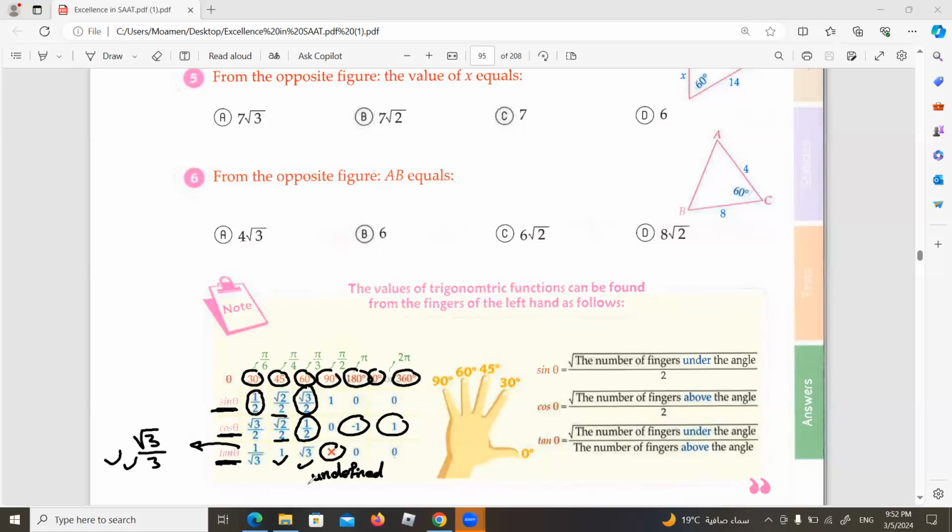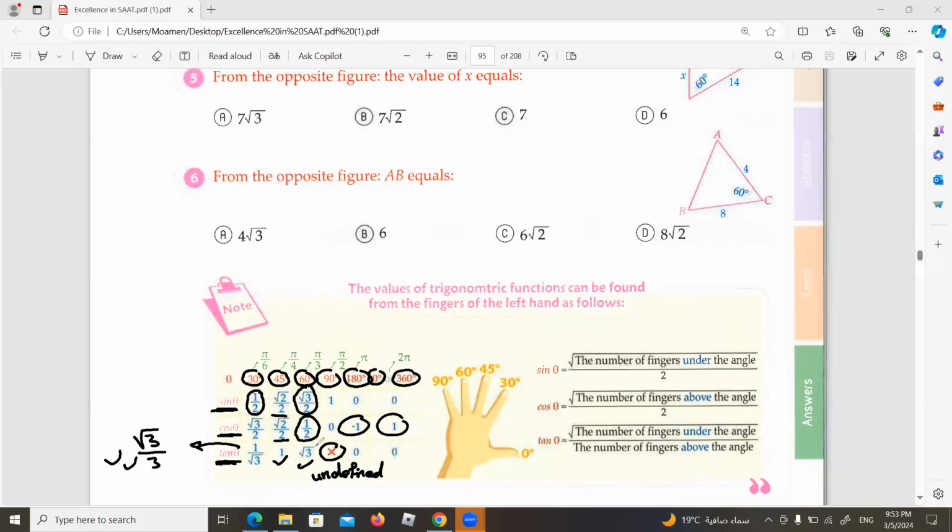Tan 90 is undefined. And then after that, tan 180 is 0, and tan 0 or 360 is equal to 0.